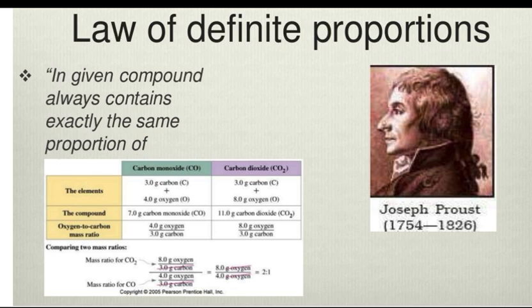Okay, here we can use carbon dioxide with 3 gram carbon and 8 gram oxygen. Total compound is 11 gram of carbon dioxide. The oxygen to carbon mass ratio is 8 is to 3 in carbon dioxide, right? Next, comparing two mass ratios. This is the mass ratio of carbon dioxide and carbon monoxide. Carbon is eliminated, and then we see 8 by 4. So our ratio of carbon dioxide to carbon monoxide is 2 is to 1.